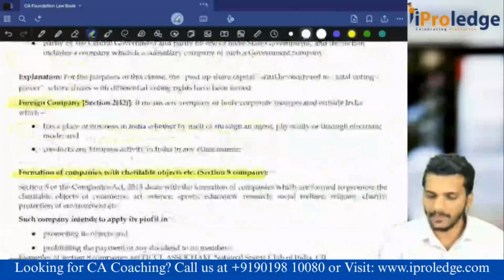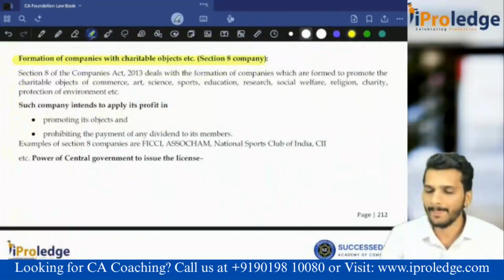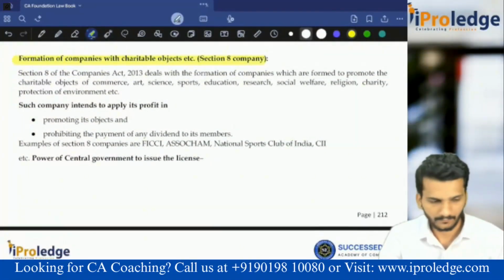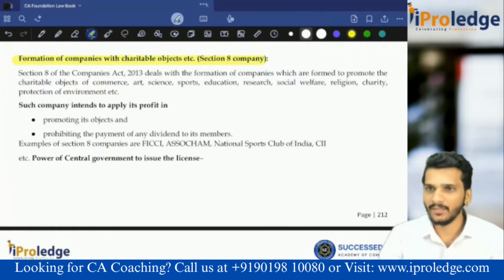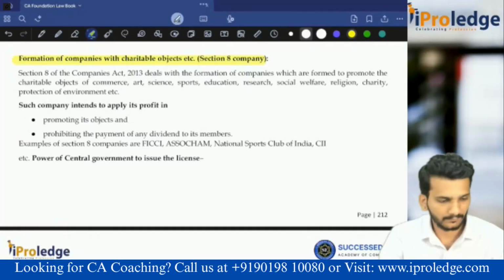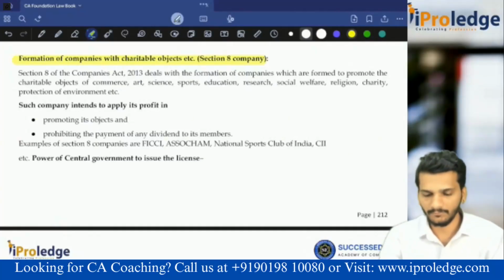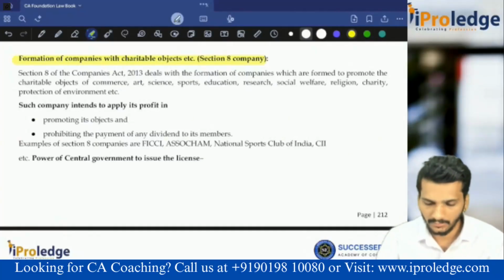Then the last company which we left is the Section 8 company. We'll take a break of 5 minutes and then we'll continue.